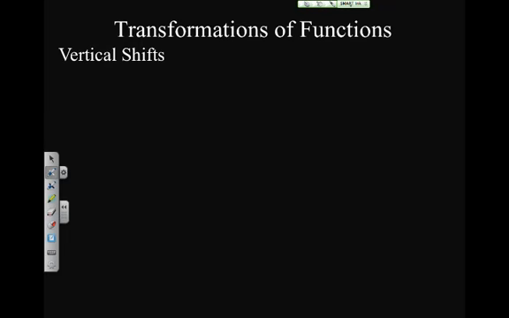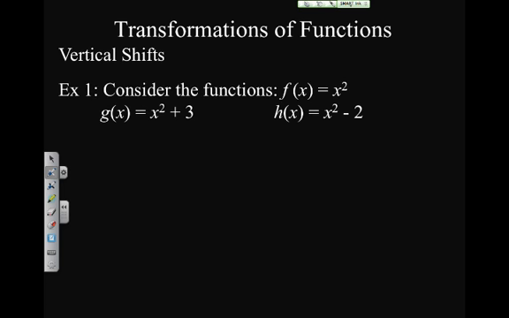Today we're covering section 3.4, which begins with the topic of transformations of functions. We first want to talk about vertical shifts. When we talk about vertical shifts, we're looking first at the parent function x squared. So g of x is one of our functions, and it's x squared plus 3. Anytime you add a value to the parent function, you're going to be moving the graph of the function up. In this case, it's moving up 3 units.